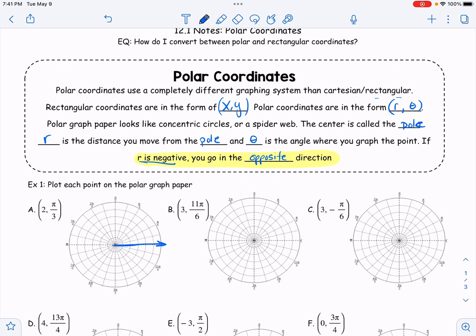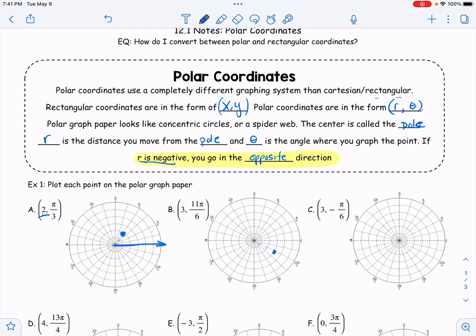Okay, so let's plot some of these. So the first thing you do is you find your angle, pi over 3, which is up here. The circles are where you count. So this is 2, so you go out to the second circle and plot your point. 11 pi over 6 brings me down here. I'm on the third ring, so 1, 2, 3. Oh, actually, that's 1, 2, 3, so I missed it. Be careful, you missed the little one.